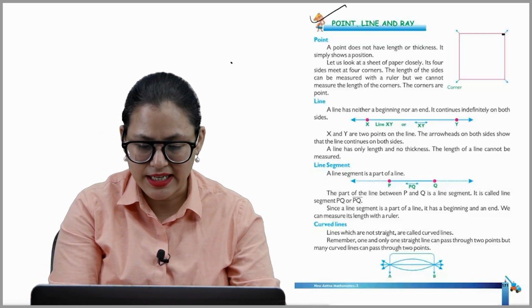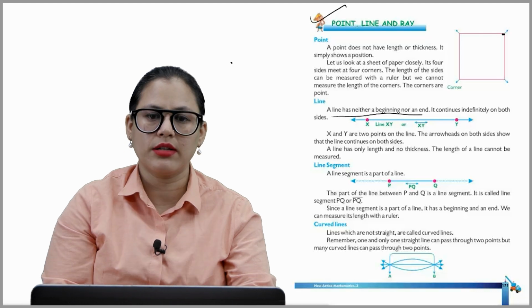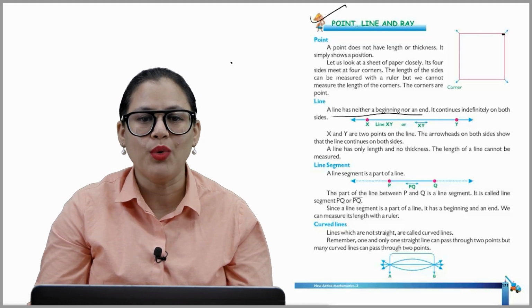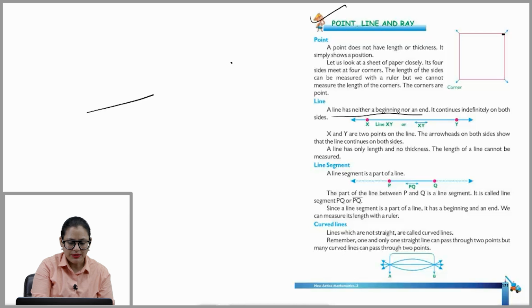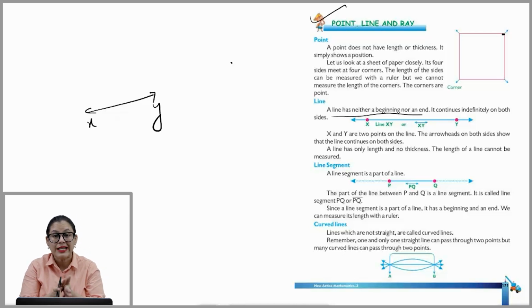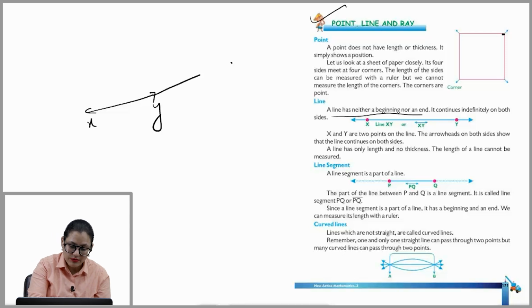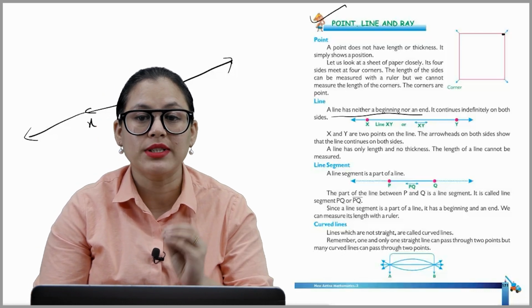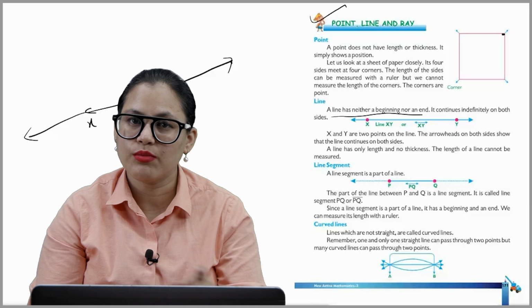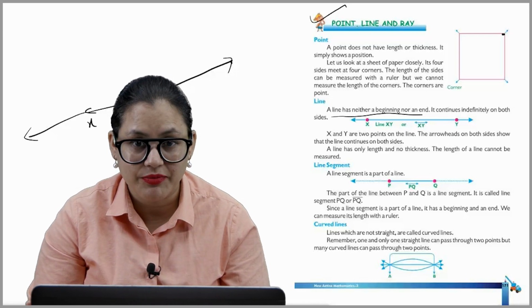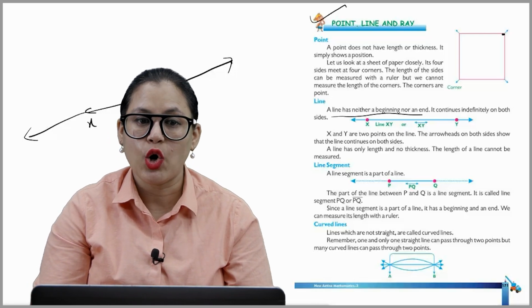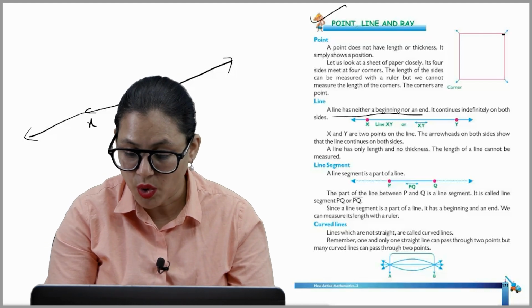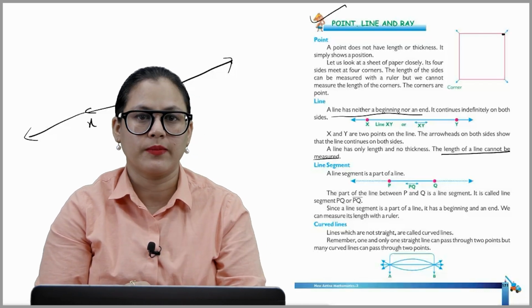Line. A line has neither a beginning nor an end. It continues indefinitely on both sides. For example, this is a line XY. You can extend it indefinitely on both sides. X and Y are 2 points on the line. The arrowheads on both sides show that the line continues on both sides. A line has only length and no thickness. The length of a line cannot be measured. Remember that.